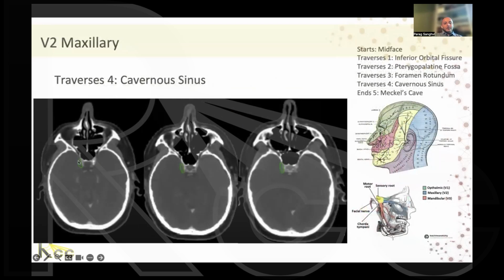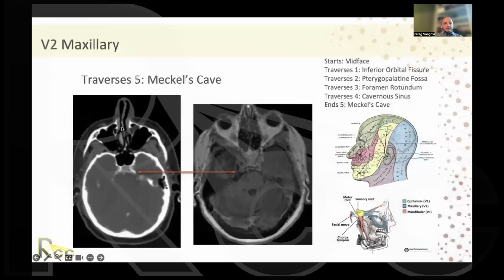This is now showing you going from the pterygopalatine fossa into the cavernous sinus. And then this is going into Meckel's cave. So again, you get that same idea of where it ends up.